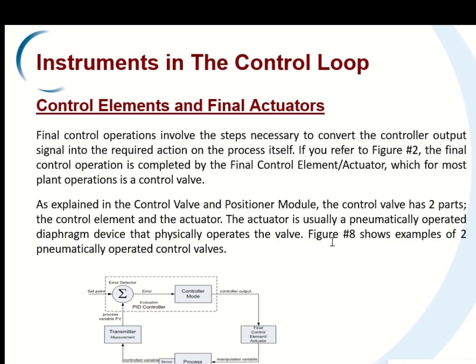For example, in the control valve and position model, the control valve has two parts: the control element and the actuator. The stem which is moving across is called the actuator, and the control element is the final element which resists the movement of the fluid. The actuator is usually a pneumatically operated diaphragm device that physically operates the valve. This shows an example of two pneumatically operated control valves.